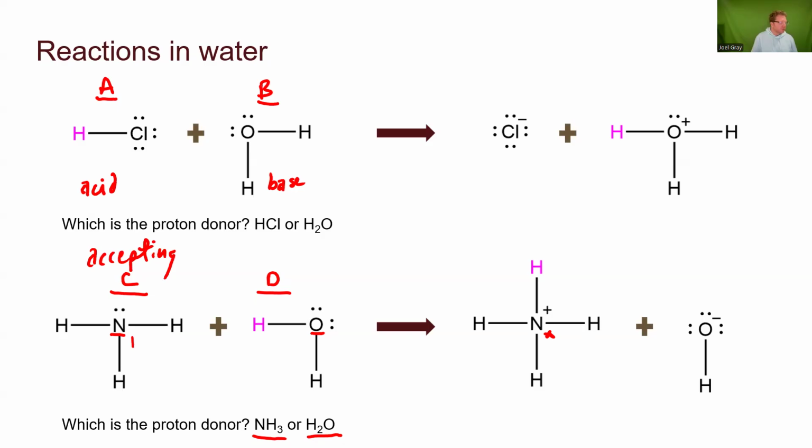Because we're going from this molecule to this molecule. Then we're going from this one to this one. So what does that mean in our second reaction there? How is water behaving? Is water an acid or a base? Give me a response in the chat. A for acid, B for base.